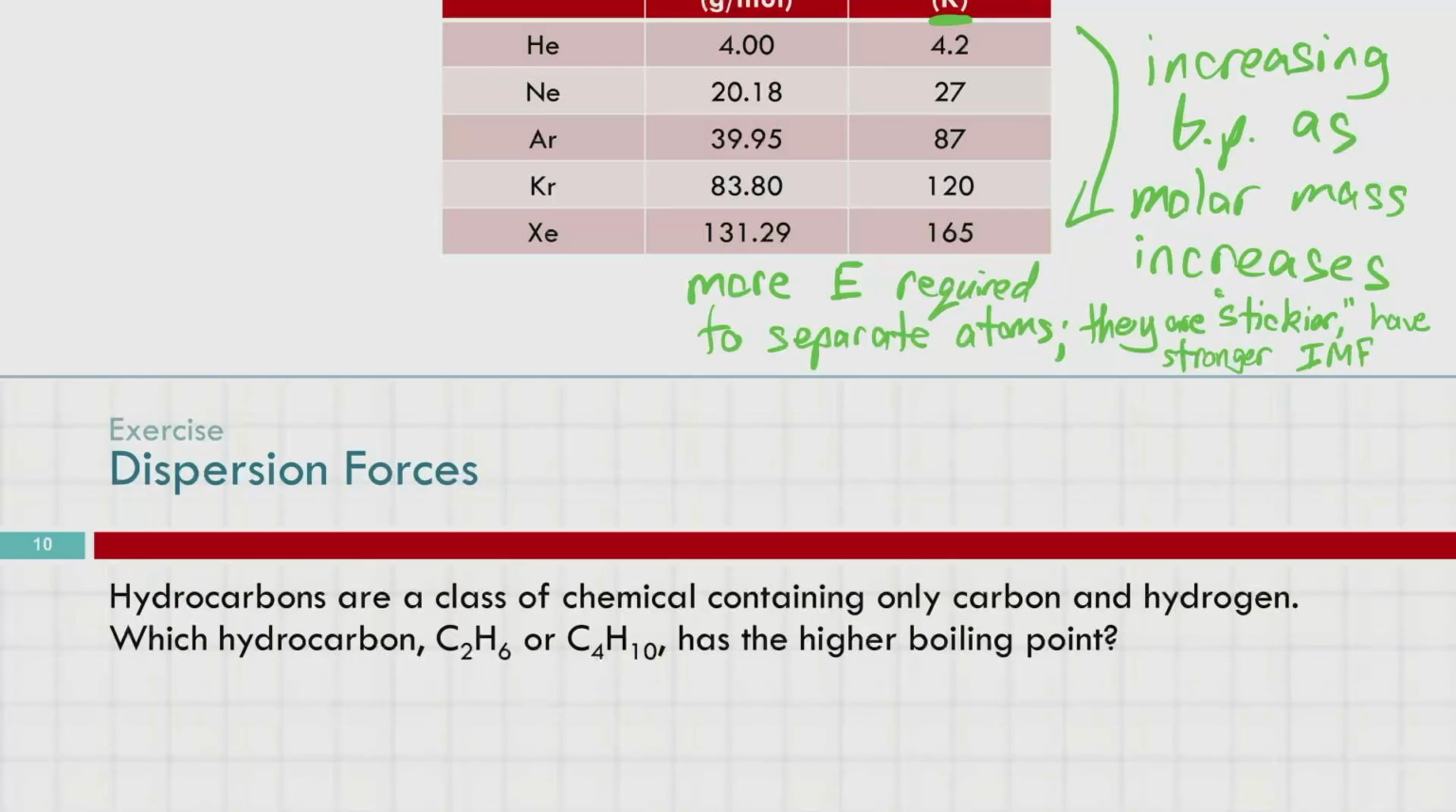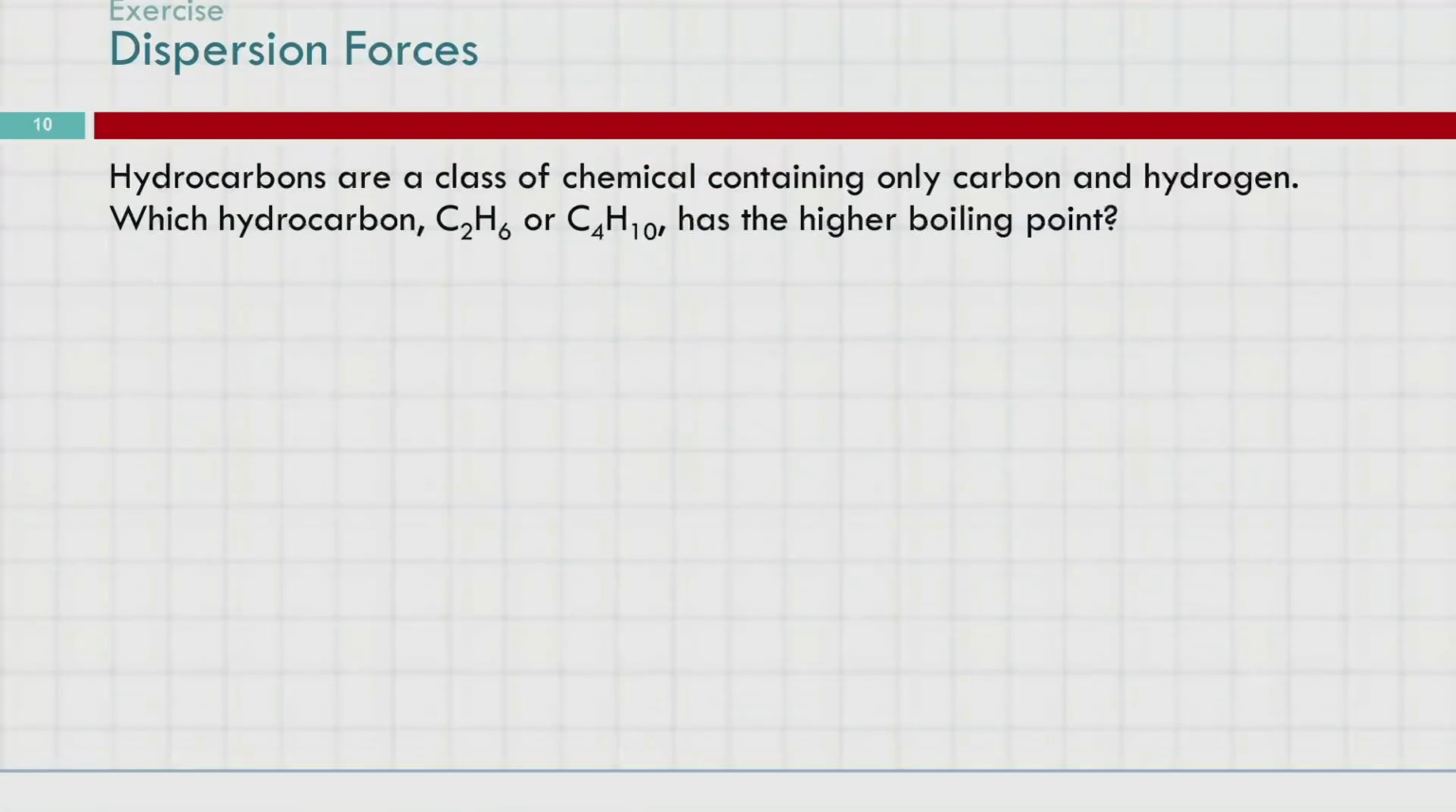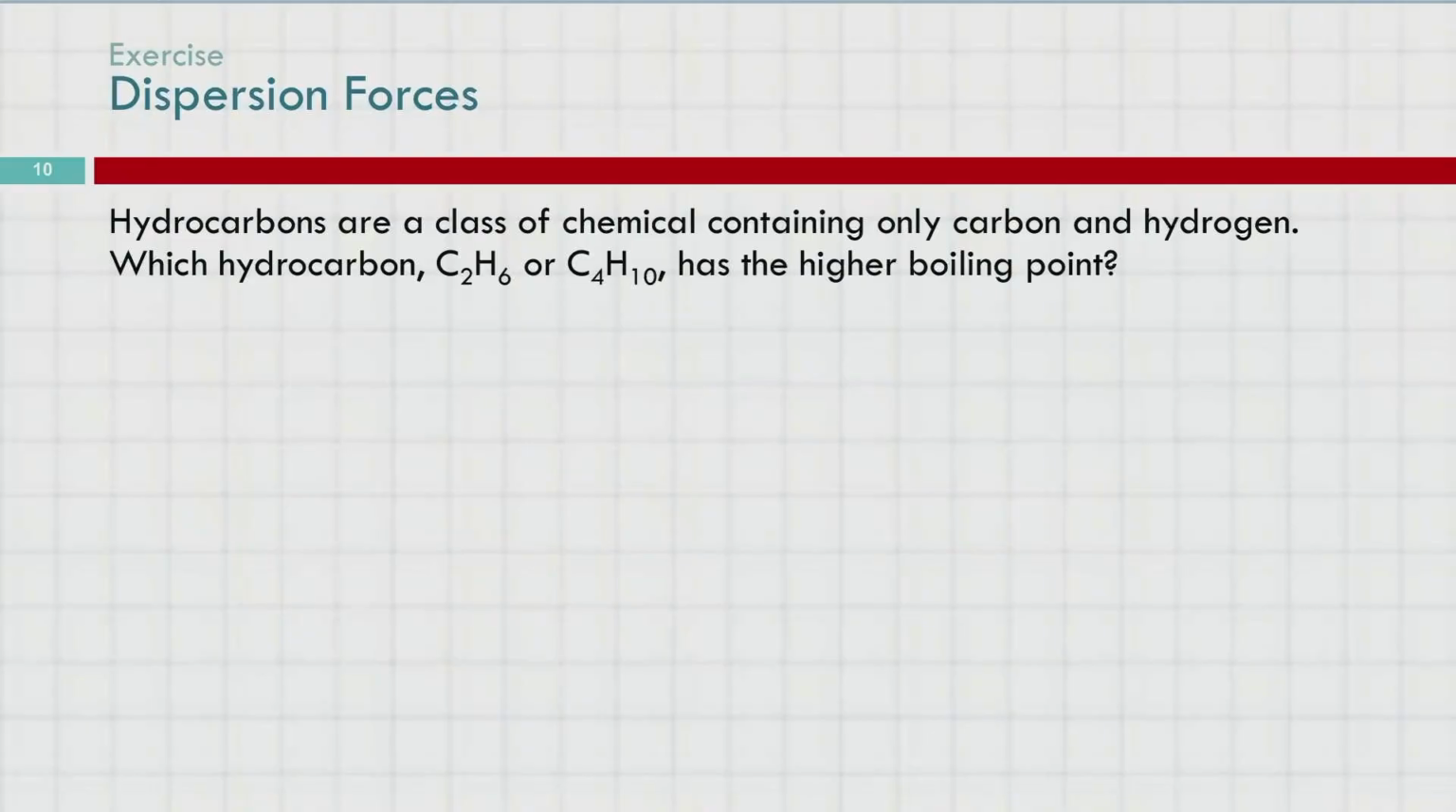All right, hydrocarbons. I've already told you about hydrocarbons. They're a class of chemical containing only carbon and hydrogen. It's in their name, hydro for hydrogen, carbon for carbon. So we're thinking in the class of chemicals, in a family. Which hydrocarbon, C2H6 or C4H10, has the higher boiling point? Think about it for a bit. Would anyone like to make a guess about which hydrocarbon, C2H6 or C4H10, has the higher boiling point?